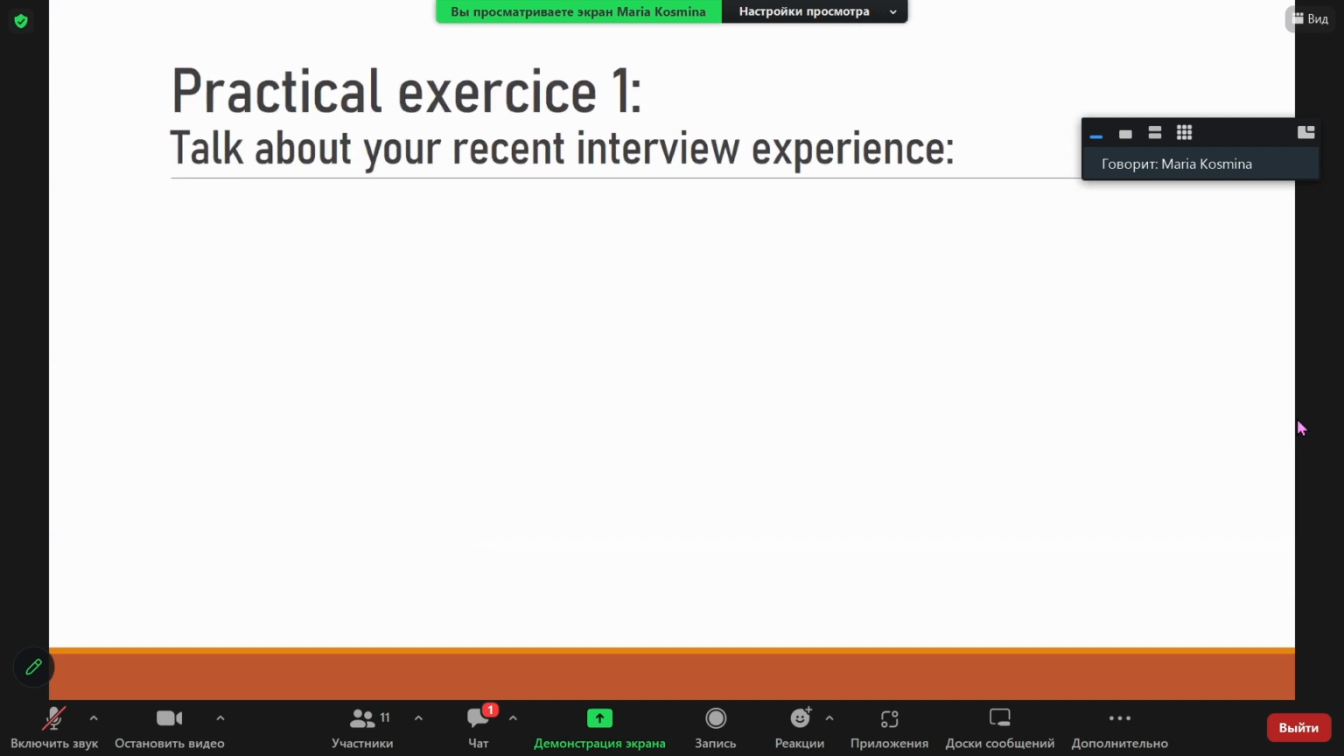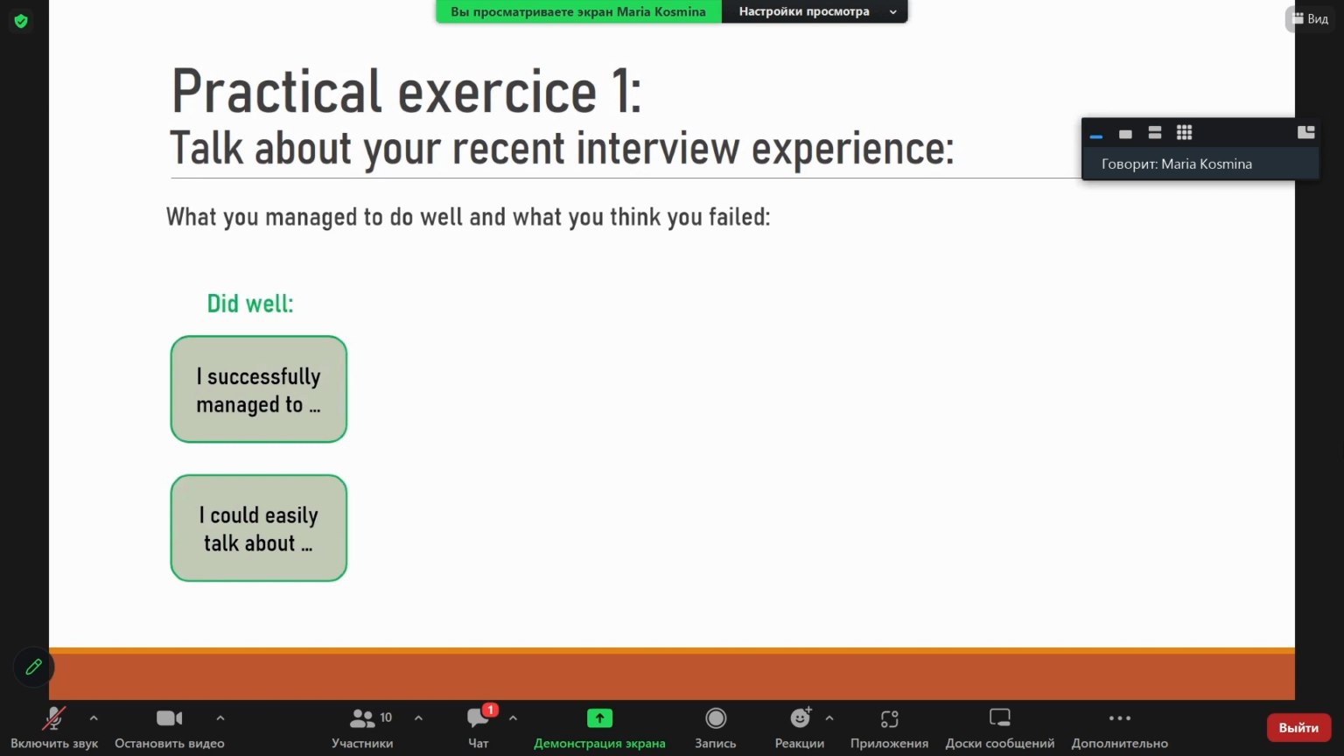Right. So now we are moving to our first practical exercise. And now I'm gonna split you in groups of 2 people, and I want you to talk about your recent interview experience. Share it with your partner. So I want you to tell what you managed to do well and what you think you failed. Here is some functional language for this.